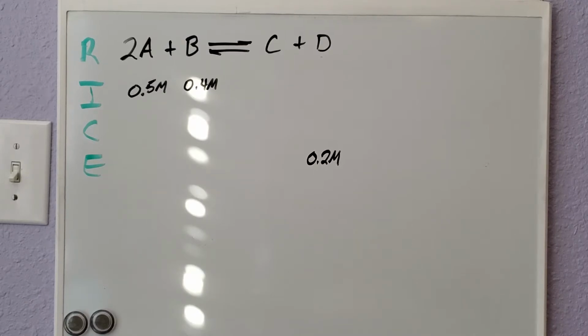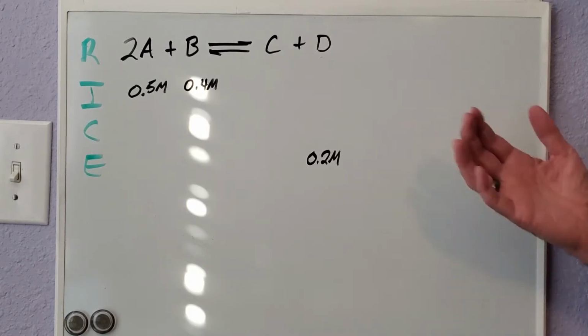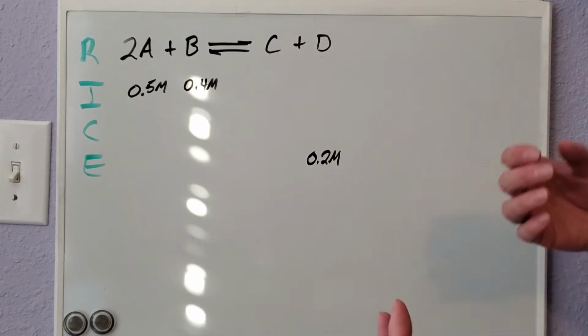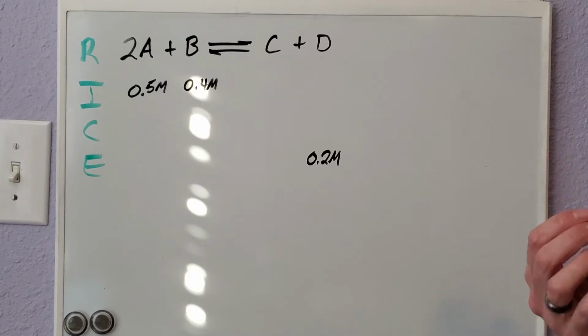One way or another, these problems are going to be written so that there is some way for you to solve for everything on this table. Not everything's going to be given to you. Sometimes they're going to give you initial concentrations. Other times they'll give you equilibrium concentrations. Other times they'll just give you the actual values and you have to do some manipulation to figure them out.